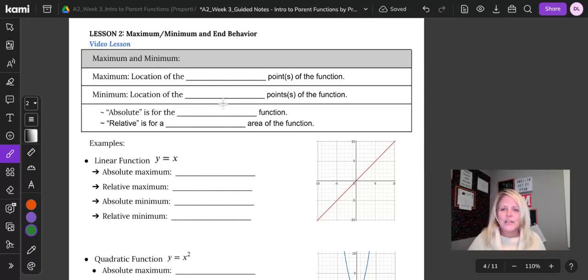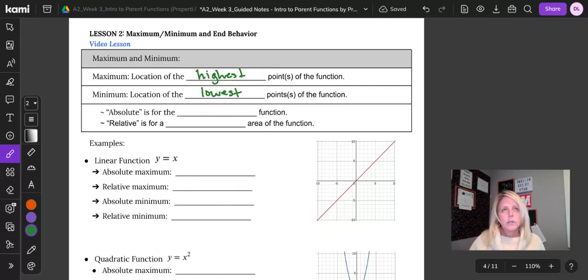In this lesson, we're going to look at maximums and minimums as well as end behavior. When we talk about maximums and minimums, sometimes these are also called extrema because we're looking for those extreme values. The maximum would be the extreme height, or the tallest that your graph can go on the y-axis, the highest point. And then your minimum would be the lowest point. Okay, so we're looking for those extremes.